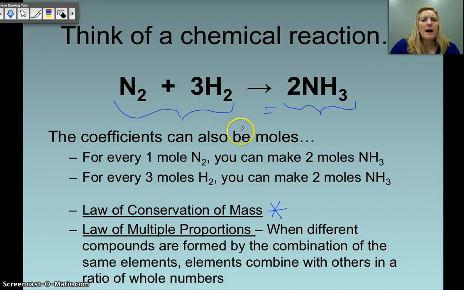And when we balance things, this is called the law of multiple proportions. Different compounds are formed by the combination of the same elements. These elements will always combine with others in a ratio of whole numbers. You're never going to get half of a hydrogen here. It's always going to be NH3. We can't split atoms when we're doing reactions. We're working with the electrons in reactions, and they're just recombining in different ways.